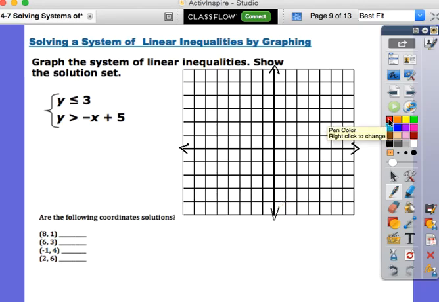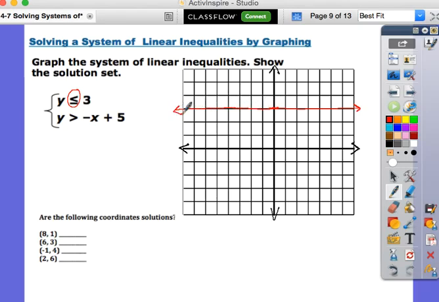Okay, so I'm going to go to 3 on the y, and I'm going to draw my line here. But I have to decide, is it going to be solid or dotted? So you want to look at the sign here. What kind of a line should it be? Solid. Solid, very good, because it has the equal to bar. Okay, so we're going to draw a solid line.